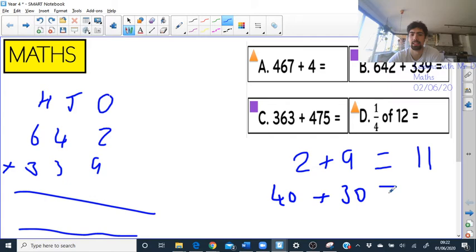2 add 9 is 11. I can't put 11 in my ones, but I can put 1 there, and I can regroup the 10 and put it in the 10s. 40 add 30 is 70, but I've got another 10 over here, so that's 80. 600 add 300 is 900. Nothing to regroup there, and nothing to regroup here. Super, both are right. That means I've probably got the right answer.